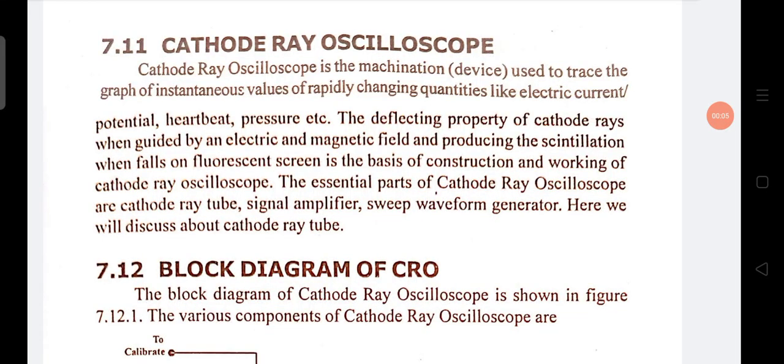In today's class, we are going to discuss the cathode ray oscilloscope, which is CRO. Okay, so what is CRO? CRO is a device or machine used to trace the graph of the instantaneous value of a rapidly changing quantity like electric current or potential, heartbeat, pressure, etc.